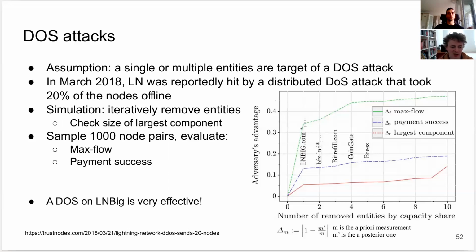Now, in terms of payment success, if Alan Big were taken down, then payment success would go down by about 13-14%, and the largest component in the network would shrink by about 5%. This means 5% of the nodes don't reach the majority of nodes anymore with payments.